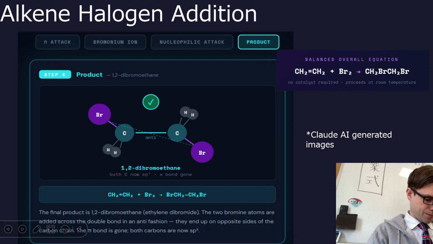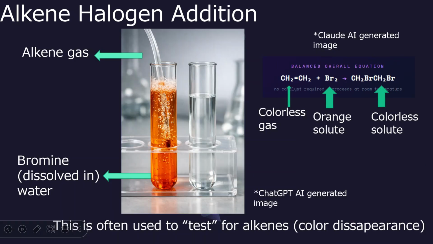Okay, moving on. This reaction that I just showed is often used to test for the presence of an alkene. Sometimes you might have some natural gas, or something you're trying to purify. You want to know, does it have alkenes in it? You can do this test.